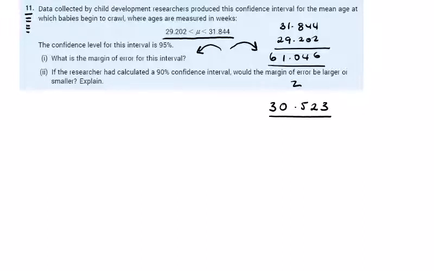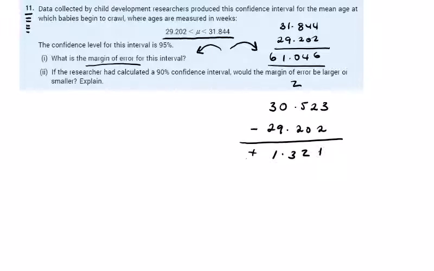So how much have I added on to 30.523? Well, if I take away 29.202, it will tell me what I've added on and taken away. So that gives 1.321. The margin of error in this case is plus or minus 1.321.